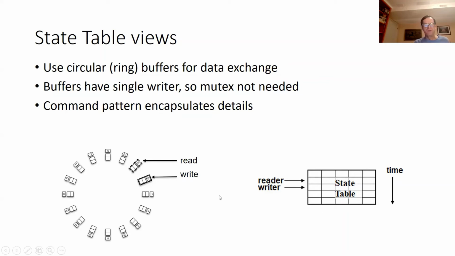Of course, we don't have infinite memory, so it's really implemented as a circular buffer, so that at some point it loops around and starts reusing the memory. The advantage here is that there's a single writer, that is, the component is just writing things to the state table, so we don't need a mutex, but then you can have any number of readers from this state table. This sounds a little complicated, but we used something called the command pattern, from the design patterns book, to encapsulate all these details, so that on the client side, it looks like a simple read function.